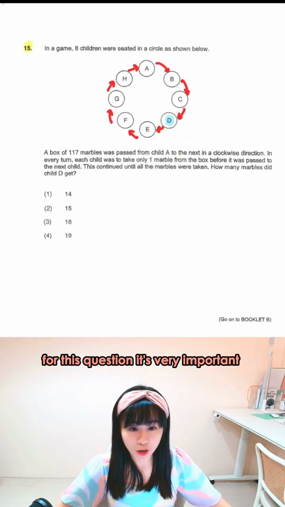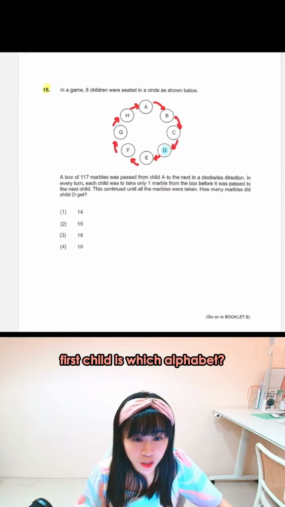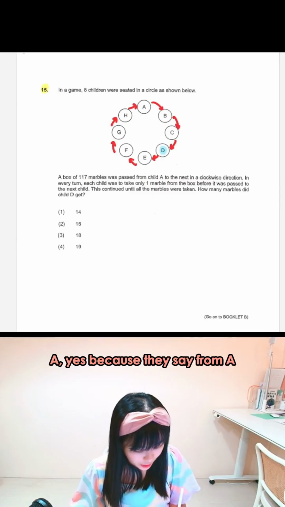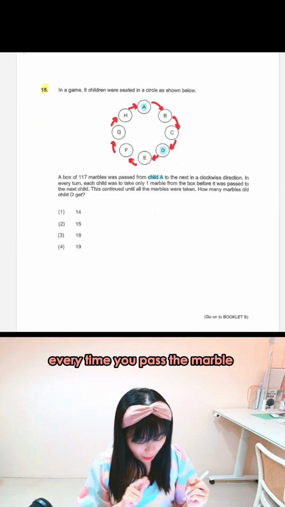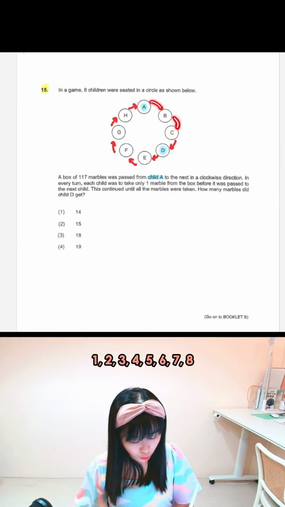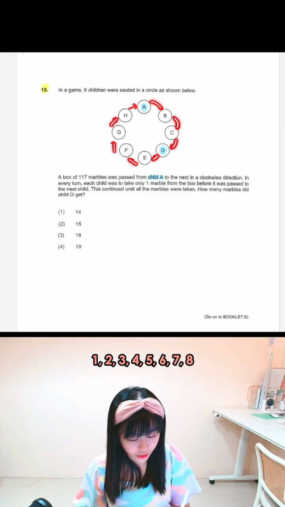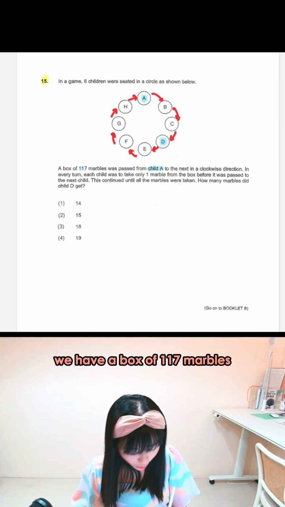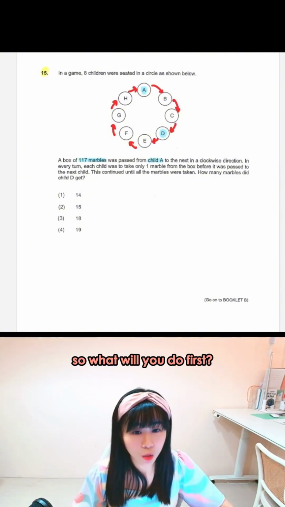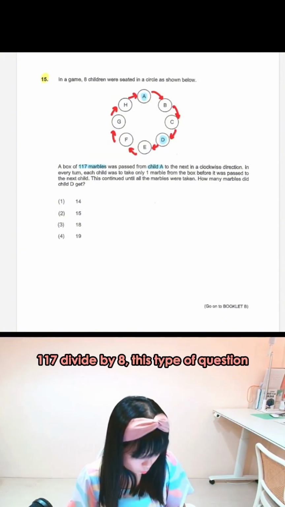For this question, it's very important to know where you start also. First child is which alphabet? A, right? Yes, because they say from A, okay? Every time you pass the marble, you go like this, right? 1, 2, 3, 4, 5, 6, 7, 8. We have a box of 117 marbles. So what will you do first? Divide by 8, you're right.